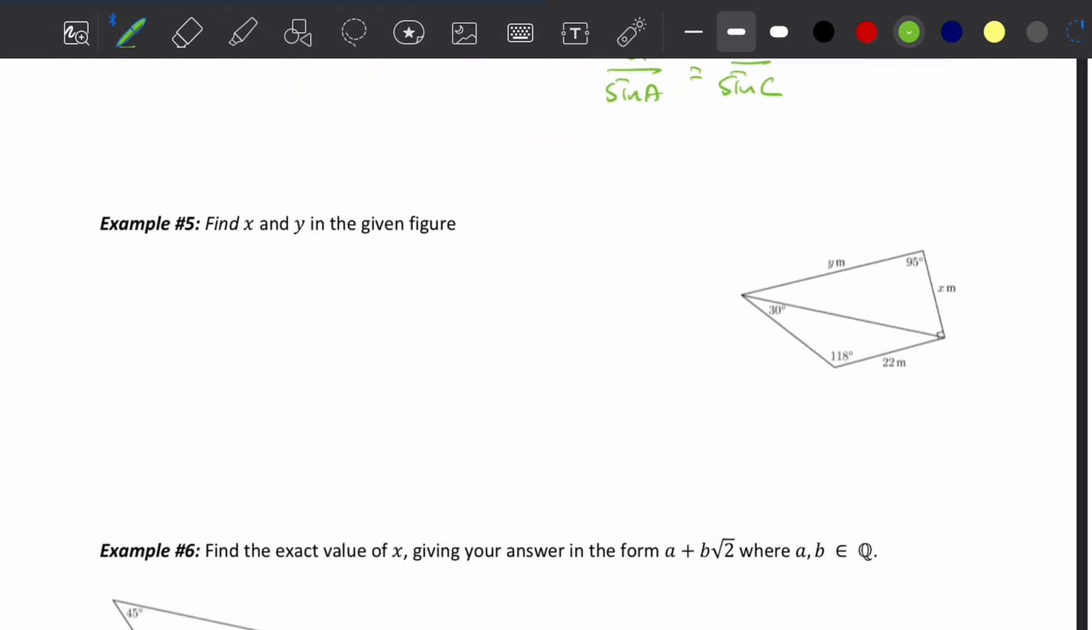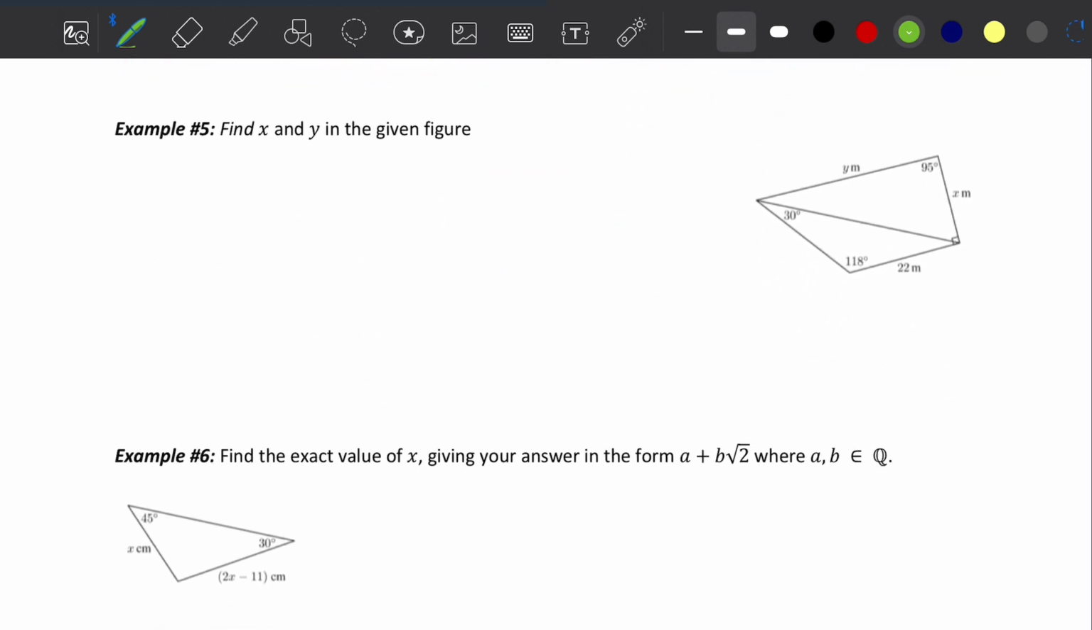Then let's do example 5. We need to find x and y in the given figure. The x is here and the y is here. The first thing we might want to figure out is the angles.